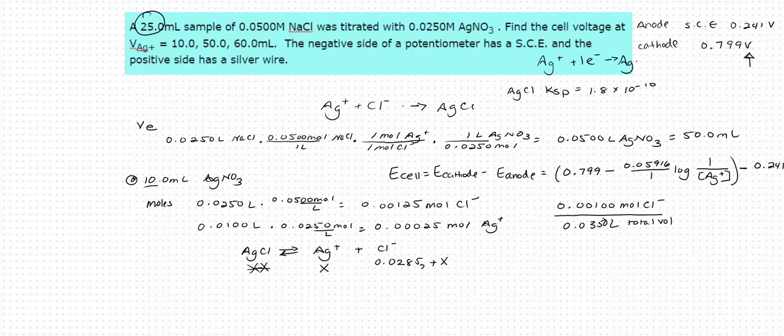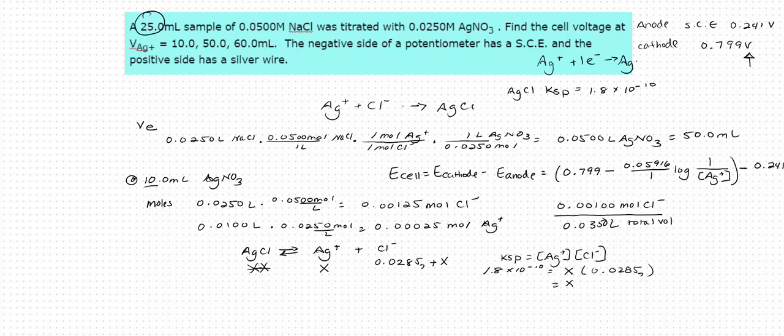So I need to add X here, and then I can set up my KSP expression, because the KSP is going to be equal to the concentration of the silver times the concentration of the chloride. And I know that my KSP value is 1.8 times 10 to the negative 10. The concentration of silver itself is X. And looking at this KSP value and my initial concentration, I can simplify this. So the concentration of the chloride effectively is going to be 0.0285, and this value is just going to stick in my calculator.